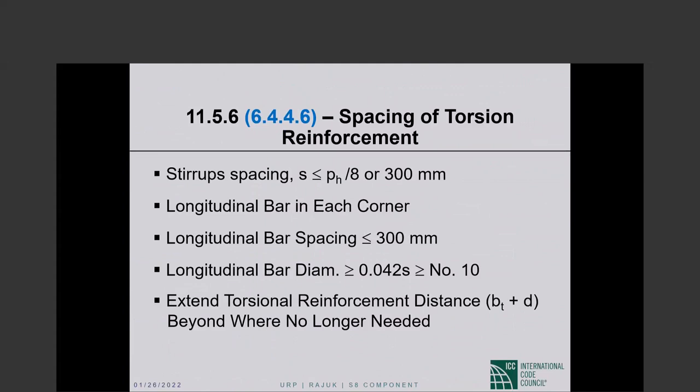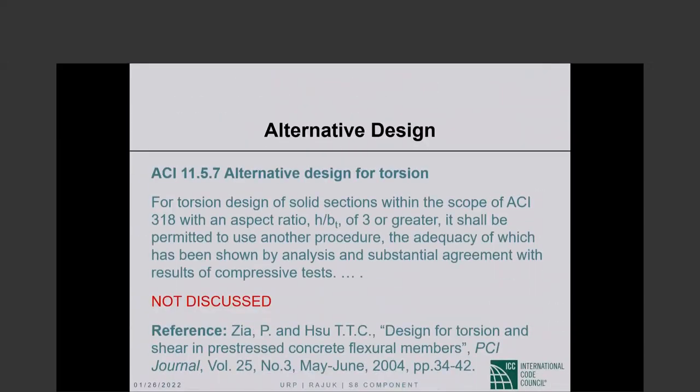So the summary of all the requirements for torsional reinforcement that we discussed is here. Stirrup spacing maximum is 1/8 of p sub h or 300 millimeters, whichever is the smaller of the two. A longitudinal bar shall be at each corner of the closed transverse reinforcement. The longitudinal bar spacing is no more than 300 millimeters. Longitudinal bar diameter no less than 0.42 times the spacing, nor less than number 10. And extended torsional reinforcement distance is b sub t plus d beyond where it is no longer required. So quite a few details that you have to be aware of.